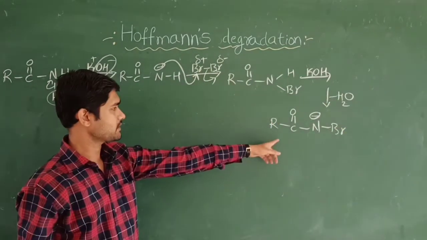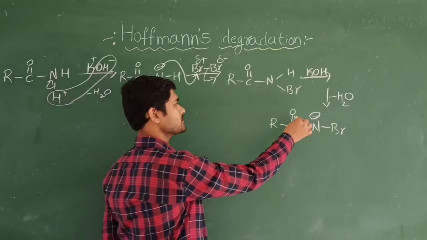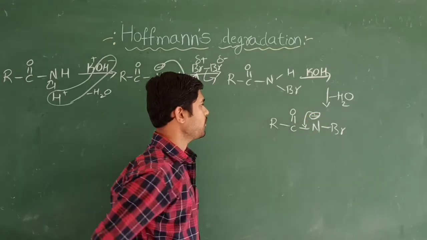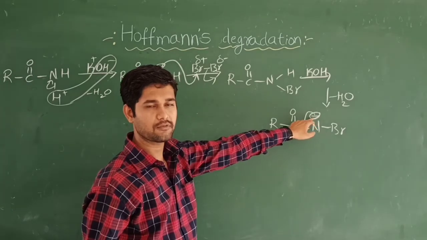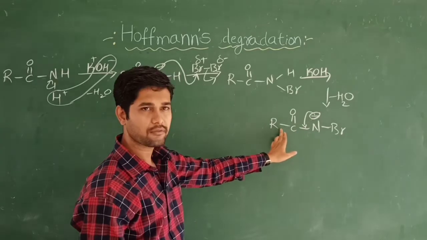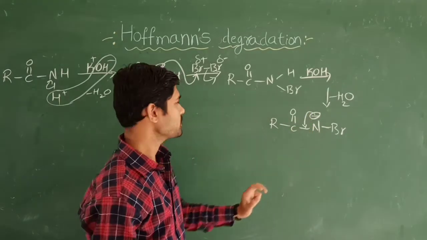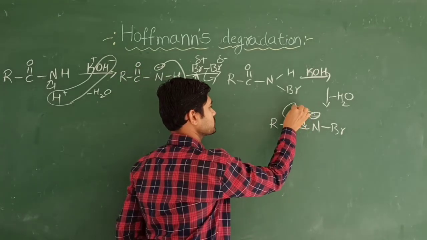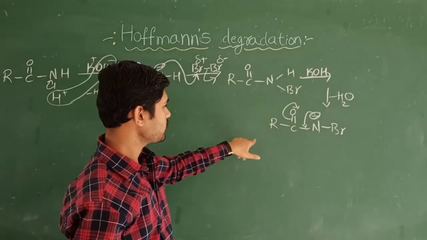Now what happens in this case? This is an unstable compound. The negative charge of the nitrogen atom is utilized to form a new bond with the carbon atom to become stable. Now carbon has five bonds: 1, 2, 3, 4, and this new bond is the fifth. Due to the electronegativity difference, oxygen takes the bond pair of electrons towards itself to become O minus. And you know that very well.